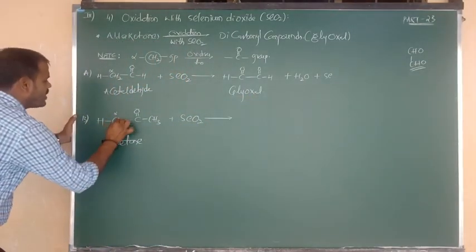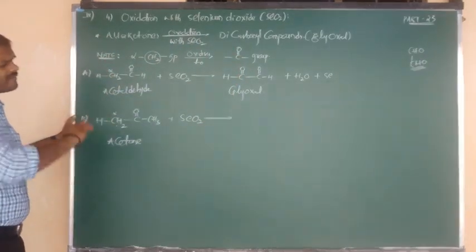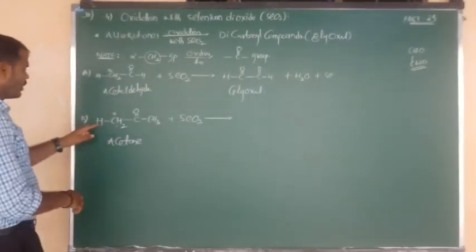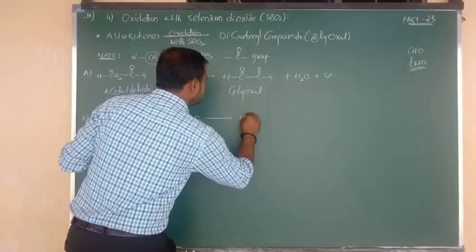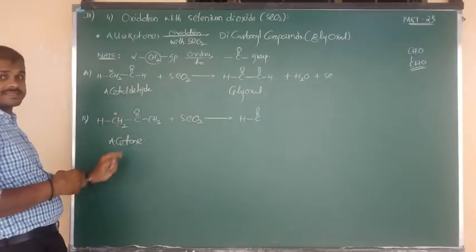Again same thing, alpha CH2 oxidizes into the C double bond O group. Everything will be same now. Just alpha CH2 we have to convert to the C double bond O group. H bonded to CH2 means CH2 changes into C double bond O. That oxygen is taken from selenium dioxide.